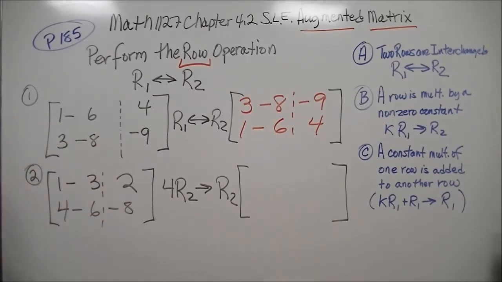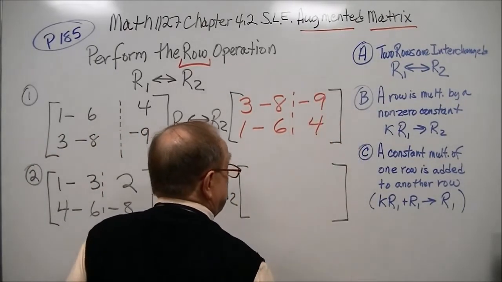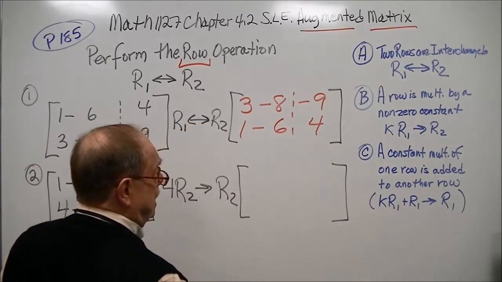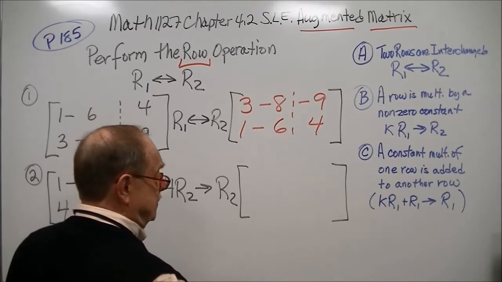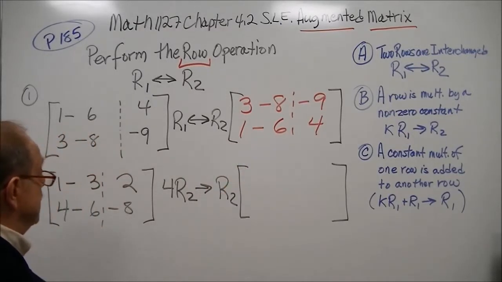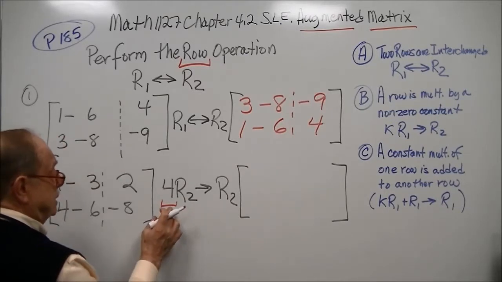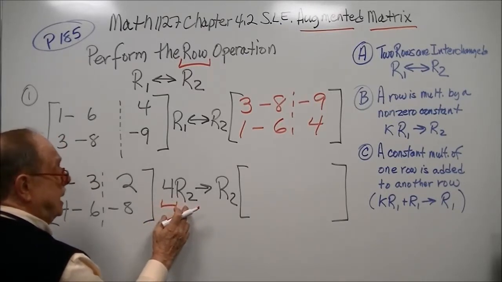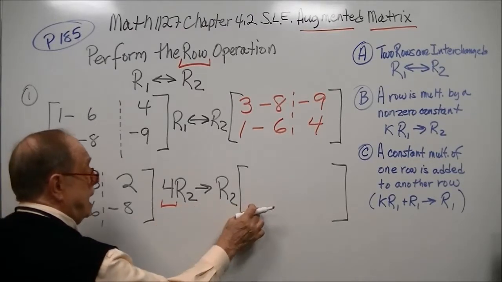All right, for example 2, there's your matrix. And some of this is intuitive that you can figure out yourself. And that is the second principle here. It says a row is multiplied by a non-zero constant. And then we do what is described. Well, here our non-zero constant is a 4. And it says we're going to take a 4, multiply it by each term in row 2, and then replace that as row 2.